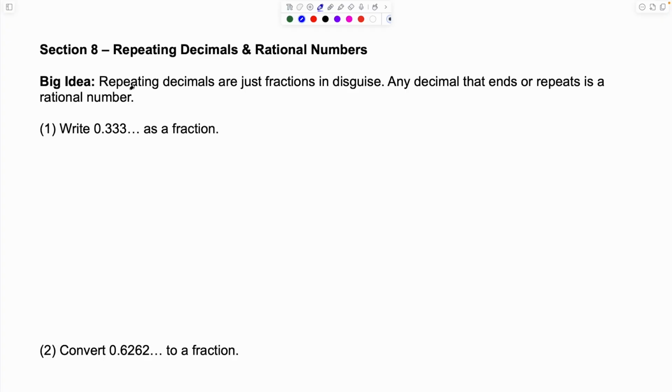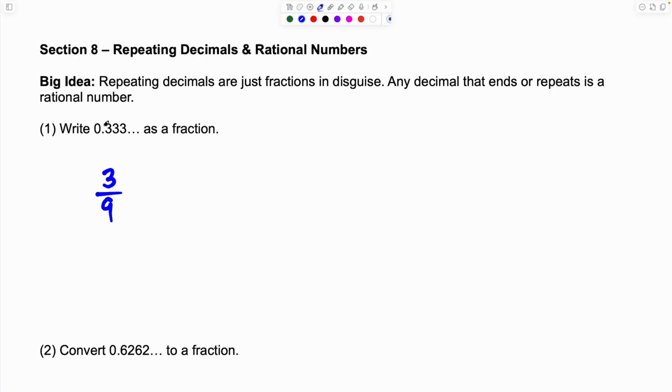And now last, we have section 8, repeating decimals and rational numbers. The big idea for this section is that repeating decimals are just fractions in disguise. Any decimal that ends or repeats is a rational number. And for question 1, we're going to write 0.333 repeating as a fraction. So if you have the same digit just showing up after the decimal, what you could do is take that digit and write it over 9. Okay, so 9 is the culprit anytime you have a repeating decimal like this.